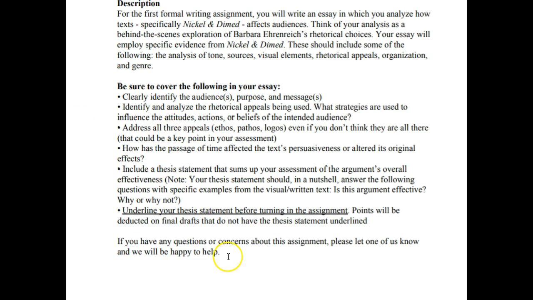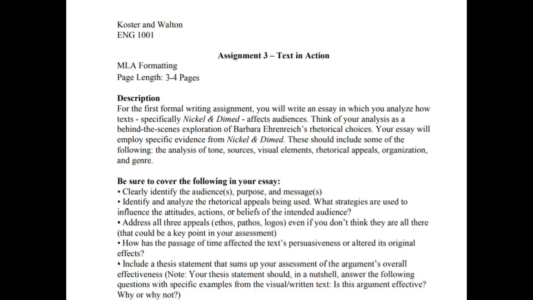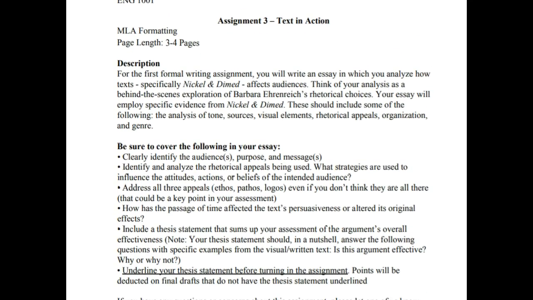As always, if you have any questions concerning this assignment, let us know. I'm more than happy to help. And I wish you the best of luck on this assignment. Make sure you get started sooner rather than later. Also, keep in mind you're balancing this assignment as well as the annotated bibliography that's due later on this semester.